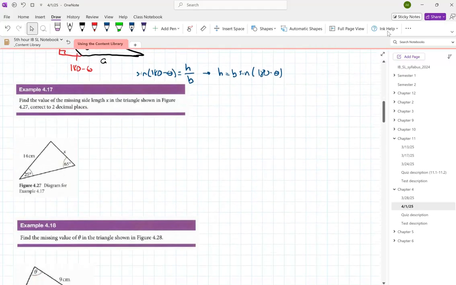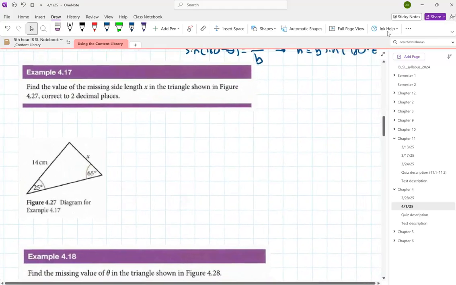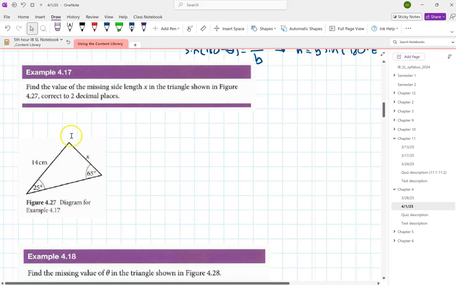Okay. So the next example says, find the value of the missing side length x in the triangle shown in figure 4.27, correct to 2 decimal places. So if I look at this triangle, what do you notice is the complication here if I'm looking to find this side x?